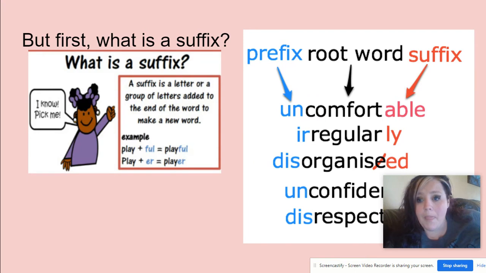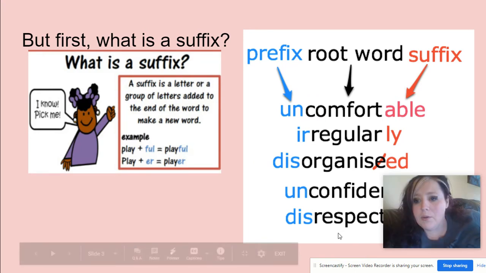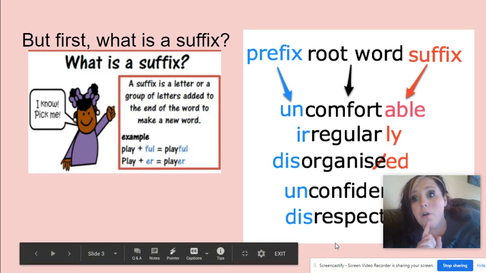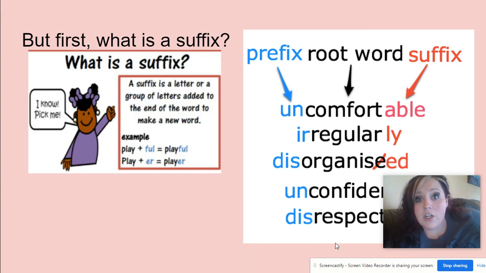The picture can stay. So first, before we get started, let's learn about what a suffix is. Because I told you before that ed is a suffix. So what is a suffix?